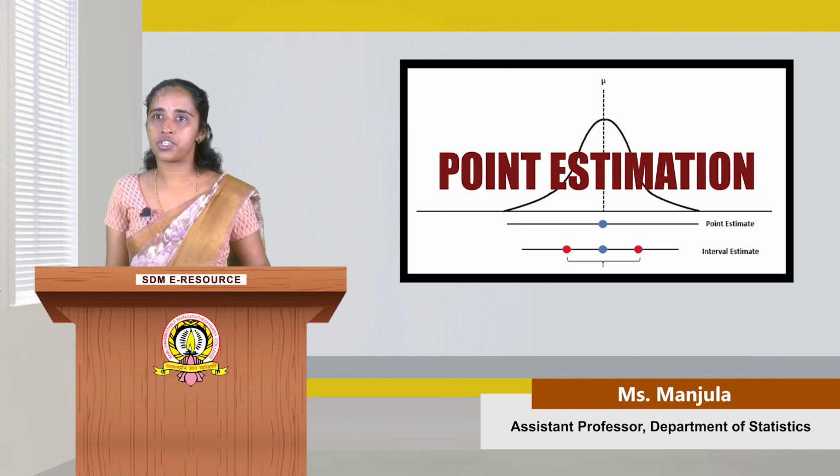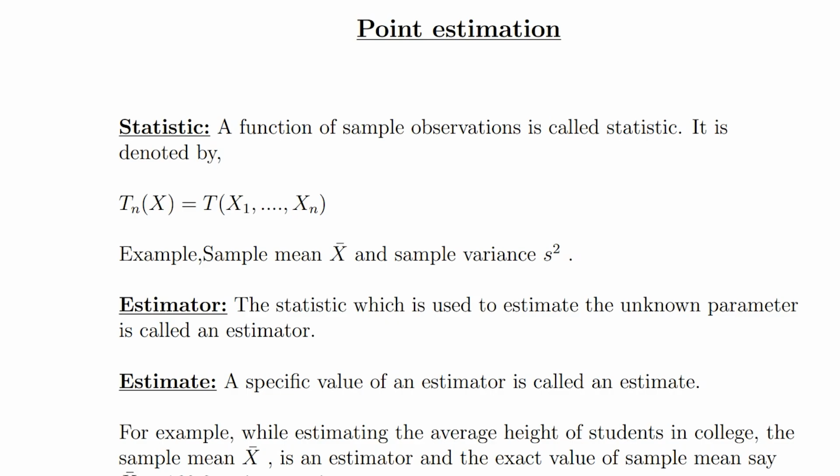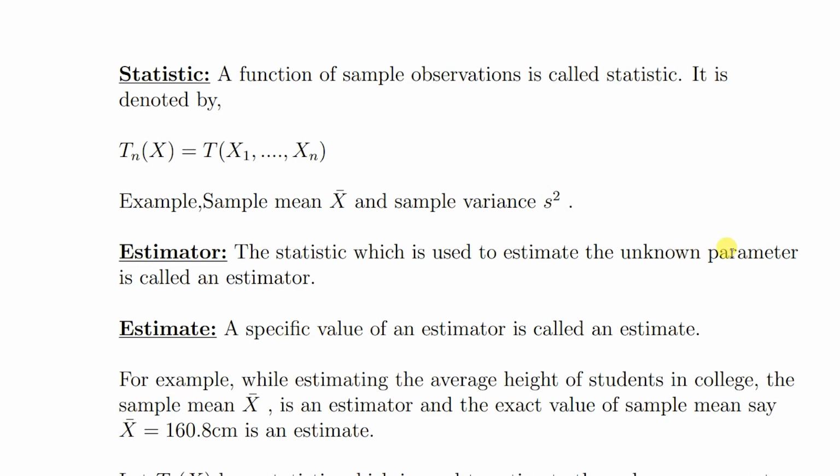Under point estimation, we know a statistic is a function of sample observations. It is denoted by Tn(x) = T(x1, x2, ..., xn), for example, the sample mean x bar and the sample variance s square. Here, an estimator means the statistic which is used to estimate the unknown parameter, and an estimate means a specific value of an estimator.